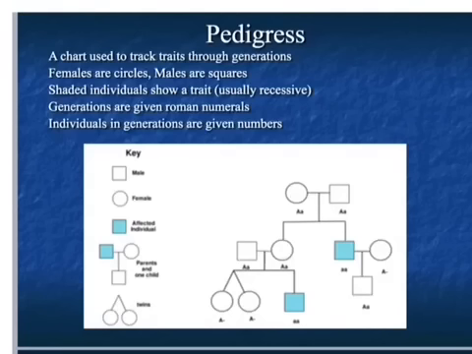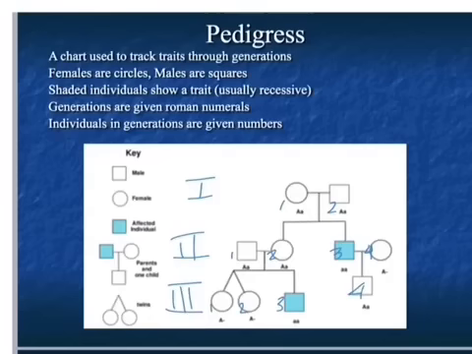Each generation would get a Roman numeral, so we could put that over here on the side. This is generation 1. This is generation 2, and this is generation 3. And then every individual within each generation is given a regular number, so this would be individual 1 and 2. We start over in the next generation, 1, 2, 3, and 4. And then down here, 1, 2, 3, and 4.